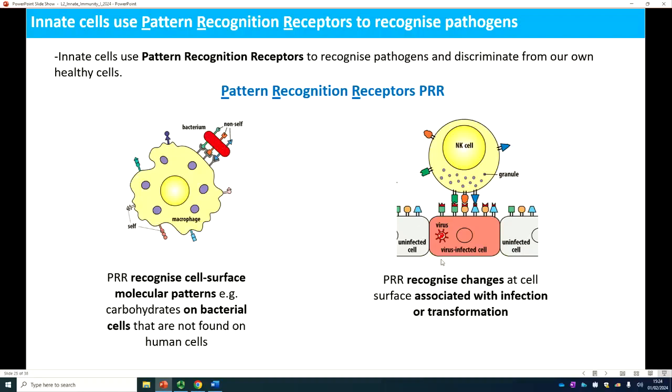But the pattern recognition receptor can also recognize changes on the surface of our own body cells. So here we have an epithelial cell, and it's been infected with a virus. This causes changes on the cell's surface, and this can be detected by the cells of our immune system. And likewise, this could equally be a transformed cell or a malignant cell. So in that respect, it's the PRRs that play this key role in being able to determine self from non-self.